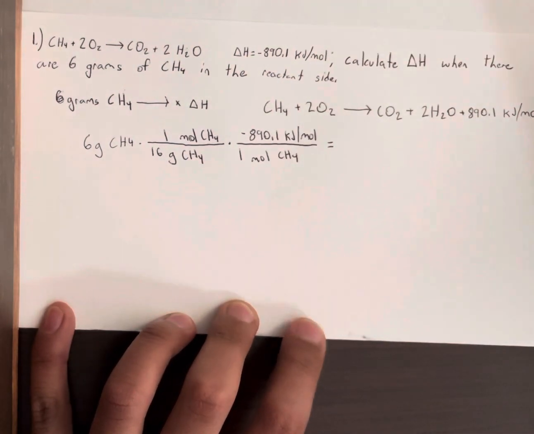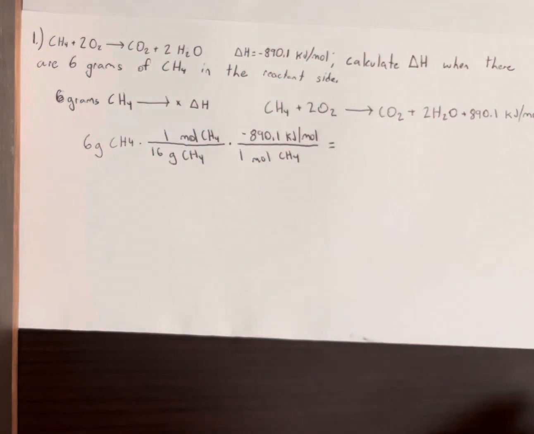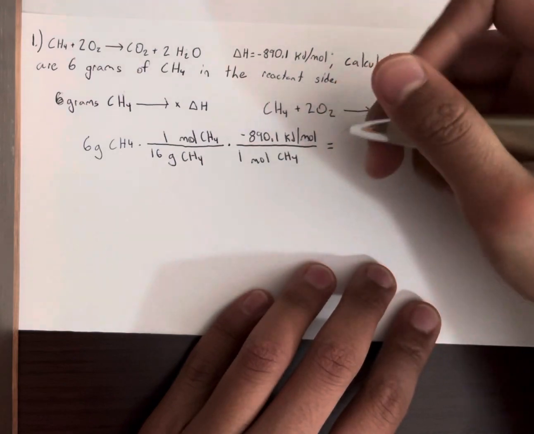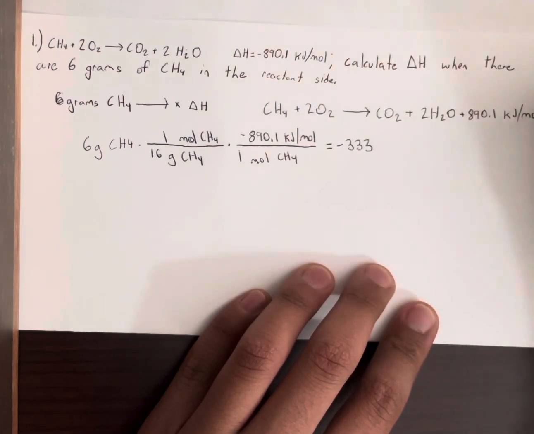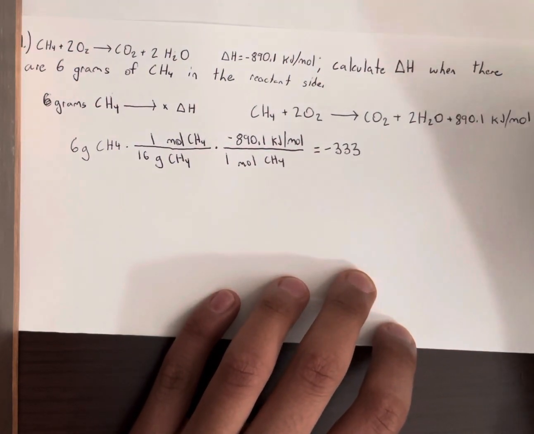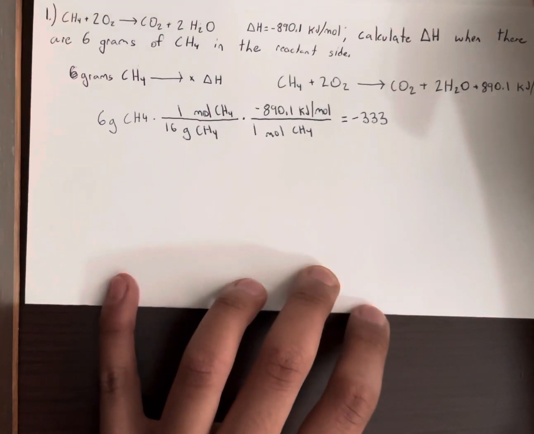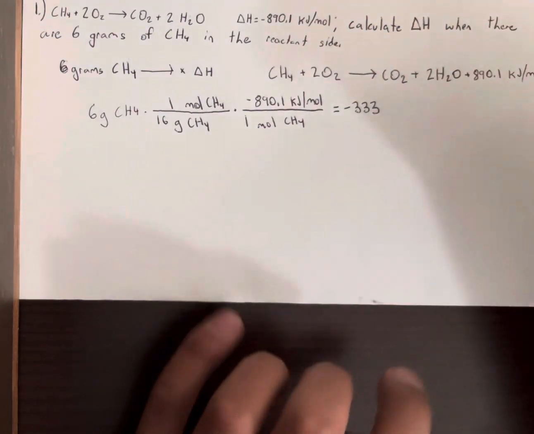You then just plug it in and calculate. So I have 6 divided by 16, which is 0.375, times negative 890.1, which would be negative 333. Well, that's not accounting for sig figs, so don't forget your sig figs. I forgot about them.